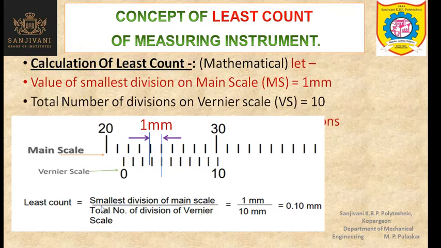In that case, the least count is equal to the smallest division of the main scale, that is 1 millimeter, divided by the total number of divisions of the vernier scale. The total number of divisions on the vernier scale is 10. I should not say 10 millimeter, I should say only 10. So 1 millimeter upon 10 is equal to 0.1 millimeter. So 1 millimeter upon 10 divisions on the vernier scale is equal to 0.1 millimeter.